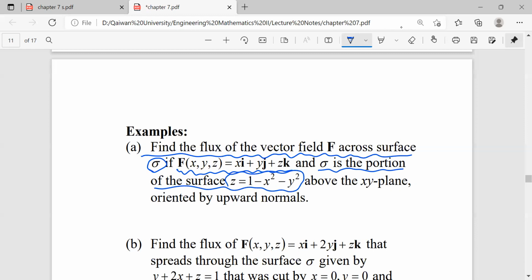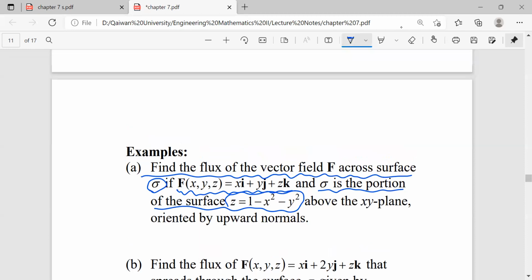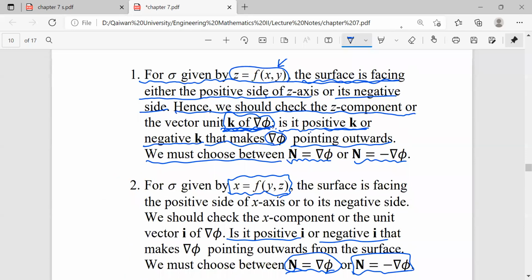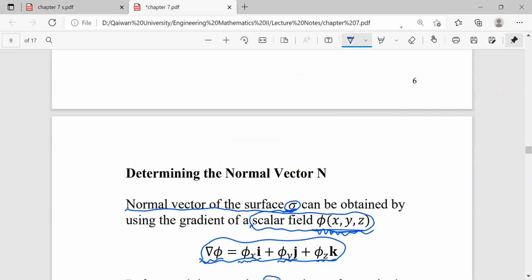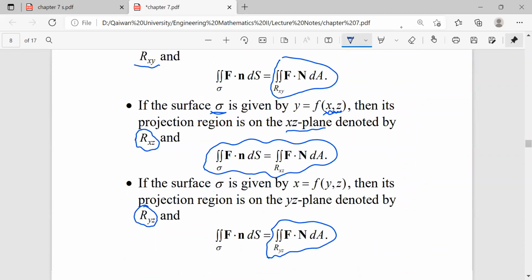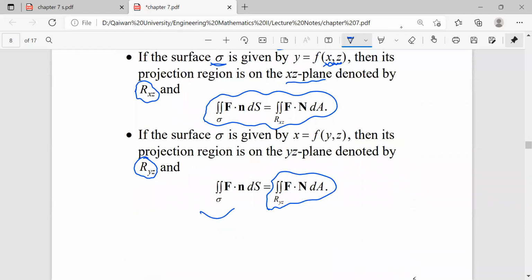This is the surface. That means here we are going to find the flux for F over that surface, z equals 1 minus x squared minus y squared, above the xy plane, oriented by upward normals. Here we have these rules. This is the rule for finding flux.